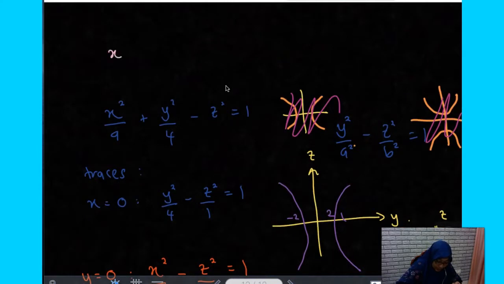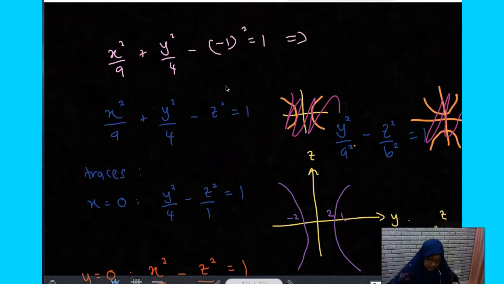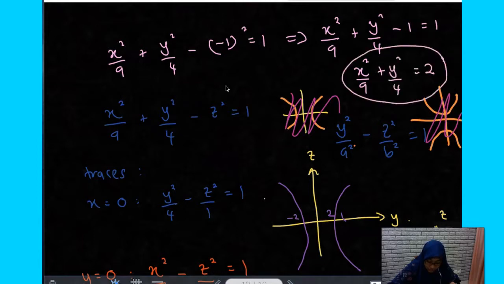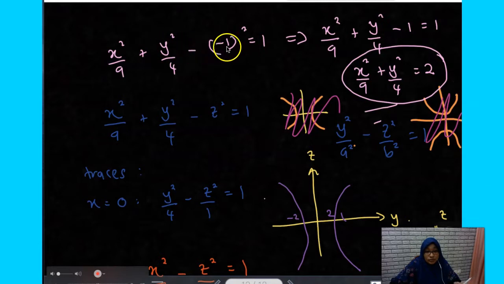So x squared over 9 plus y squared over 4 minus, z is minus 1, squared, equal to 1. So what is the simplified form? You will get x squared over 9 plus y squared over 4 equals 1 squared, so 1, equal to 1. So you will get x squared over 9 plus y squared over 4 equal to 2. That is the simplified form after you replace z equal to negative 1.